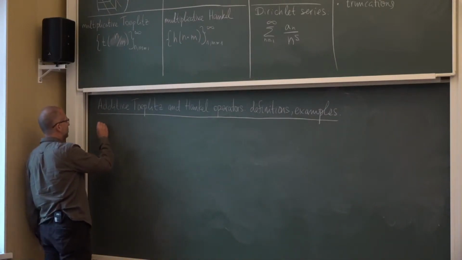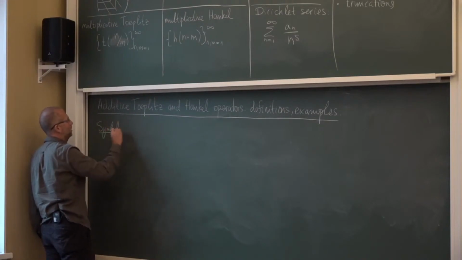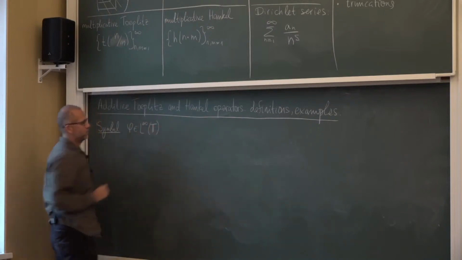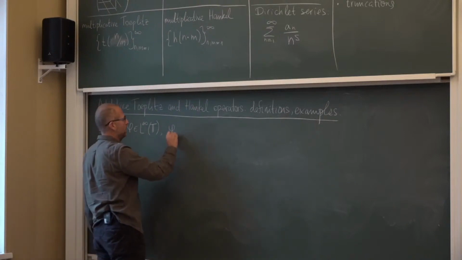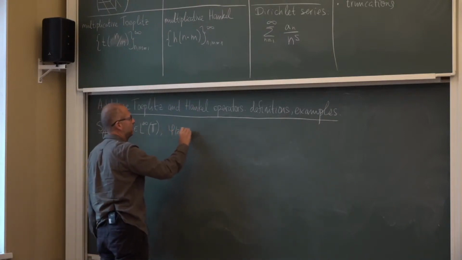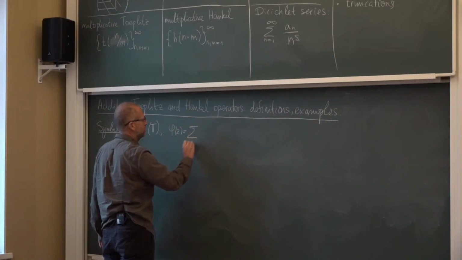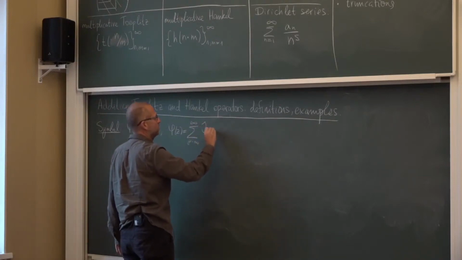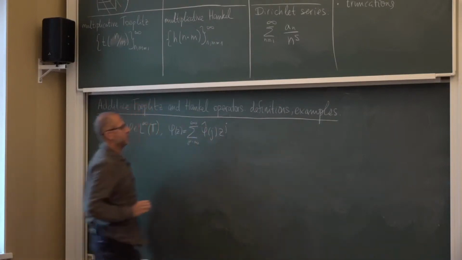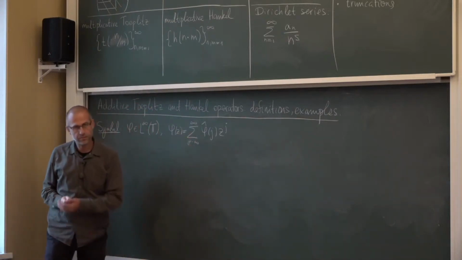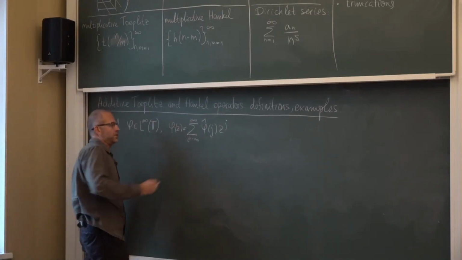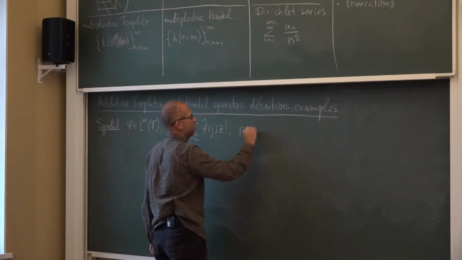Let's fix a function phi. We will call it a symbol. A function phi in L infinity on the unit circle, and I will write its Fourier expansion in this standard form. So phi hat are the Fourier coefficients, and z is the variable on the unit circle.